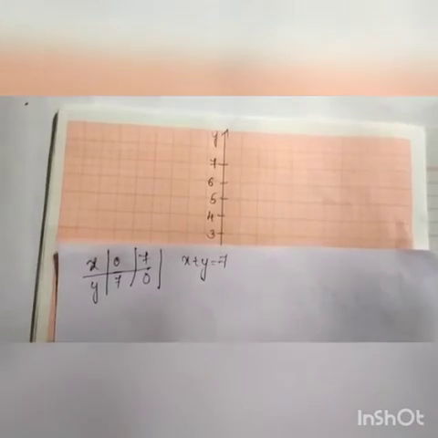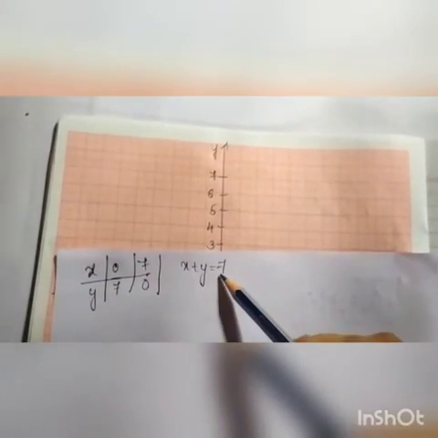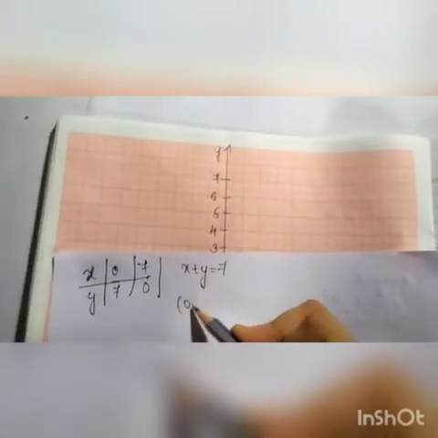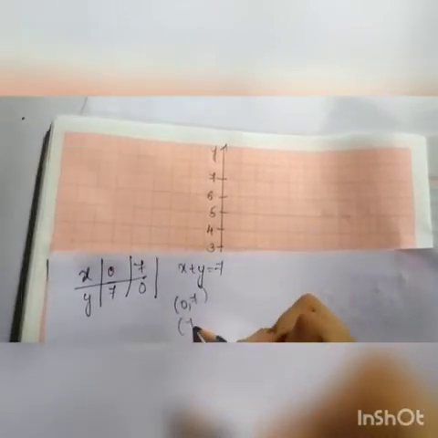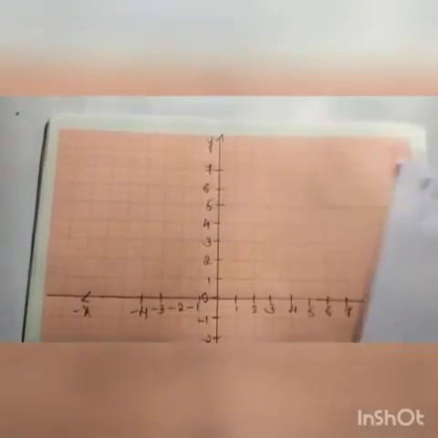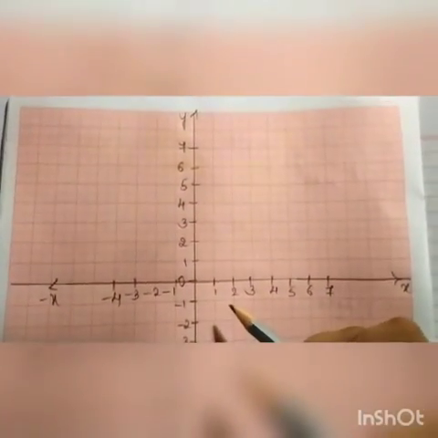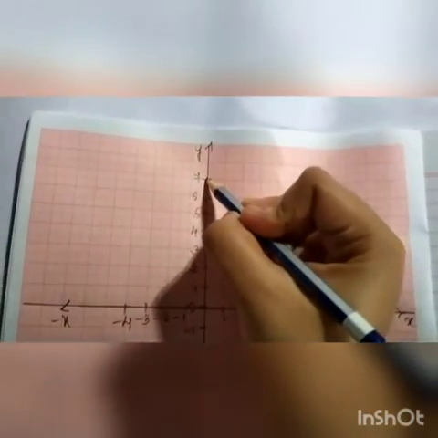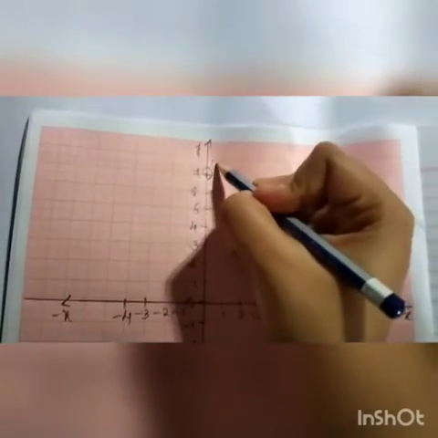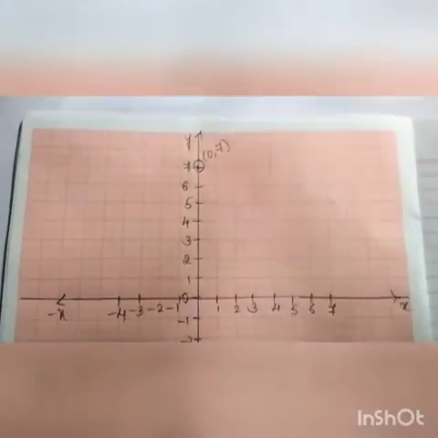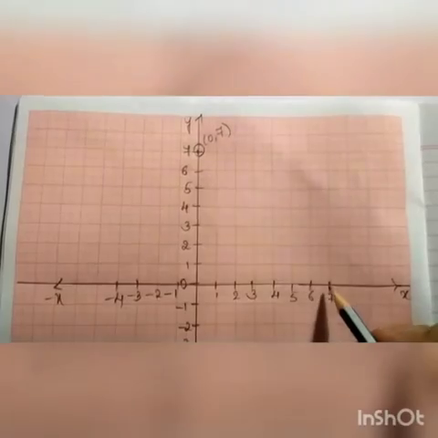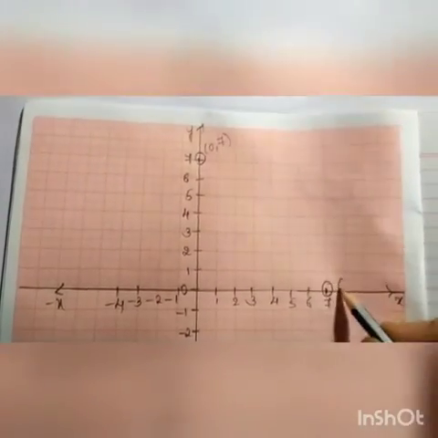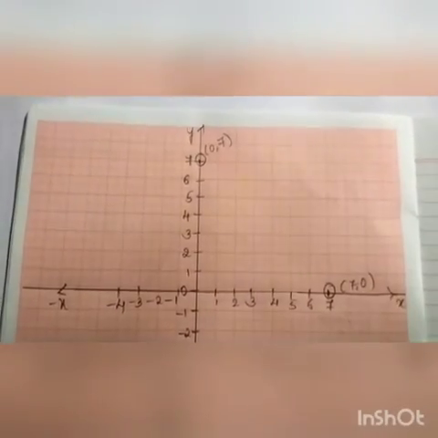So let me draw the graph for the given equation, x plus y is equal to 7. That is, the points are 0, 7 and another one is 7, 0 here. So let me plot it on a graph here. That is 0, 7. 0, 7 means on the y-axis it is 7. This is the point for 0, 7. Another one is 7, 0. On the x-axis it is 7, 0, so here itself we will get the point 7, 0.